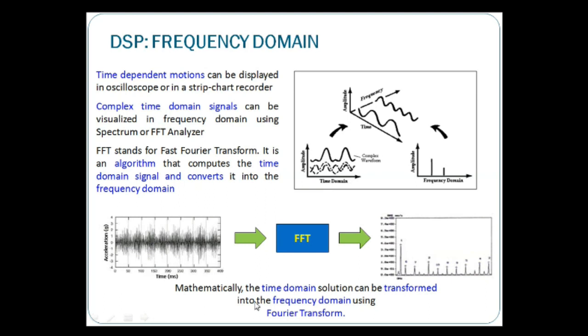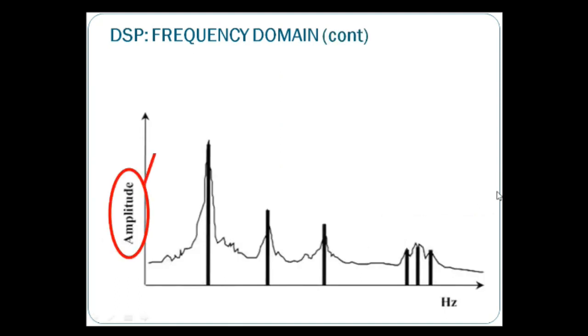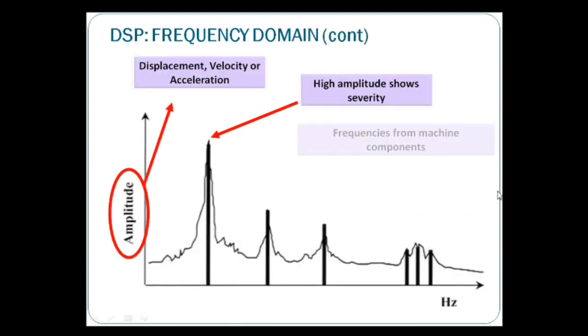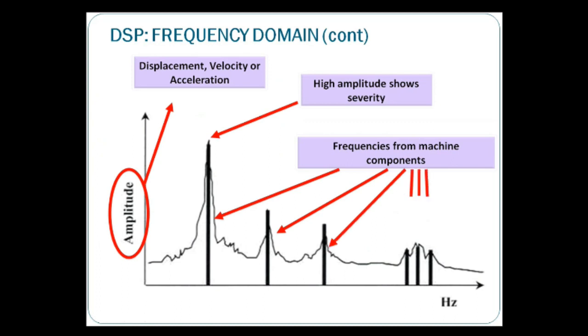So the time domain solution can be transformed into the frequency domain using Fourier transforms. You can convert any of your time signals, analog or digital, using Fourier transform algorithms. In the case of analog signals, the Fourier transform can be used. If it's a discrete signal, like a digital signal, then you have to use a discrete Fourier transform or fast Fourier transform.